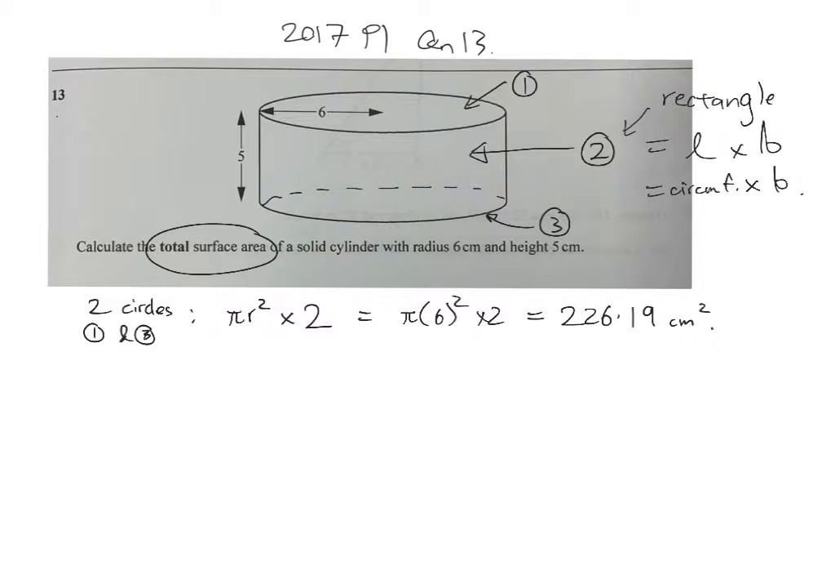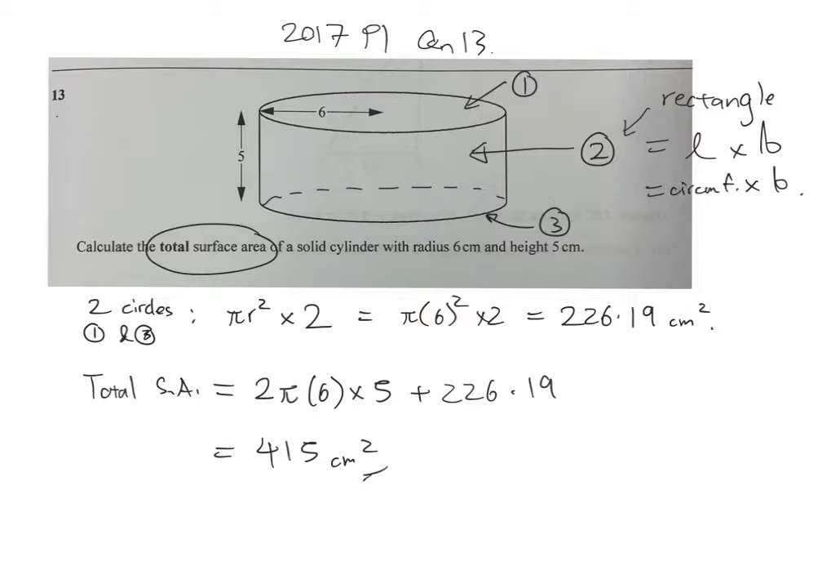So now, basically, total surface area, I'm lazy, I'll put SA, is simply circumference of circle, 2 times pi times r of that 6, which is radius 6, times height of 5, plus the 226.19 that we just talked about. So someone help me out here. What's the final answer? 415.690. So final answer we should give 3 SF, which is 415 cm square, and we are done.